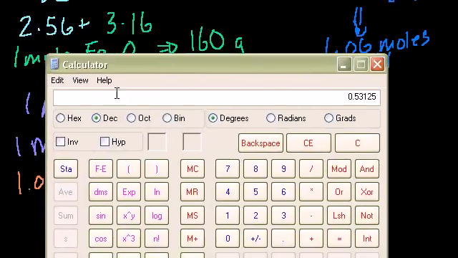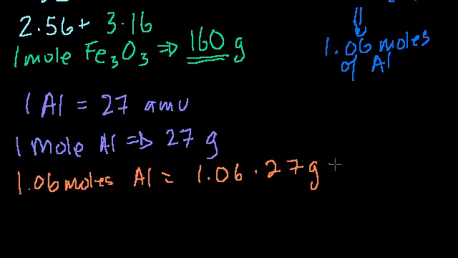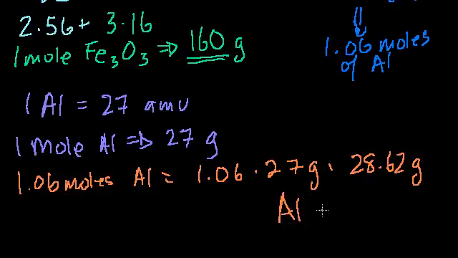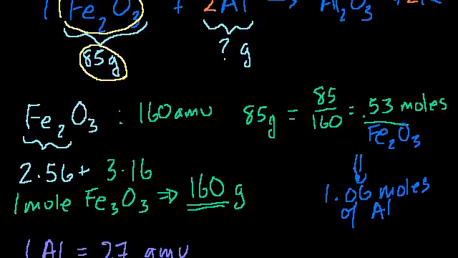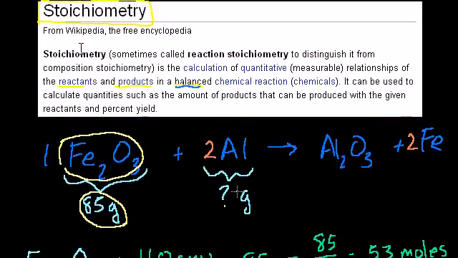And what is that? 1.06 times 27 equals 28.62. So we need 28.62 grams of aluminium. I won't write the whole thing there. In order to essentially use up our 85 grams of the iron 3 oxide. And if we had more than that, more than 28.62 grams of aluminium, then there'll be some left over after this reaction happens, assuming we keep mixing it nice and the whole reaction happens all the way.